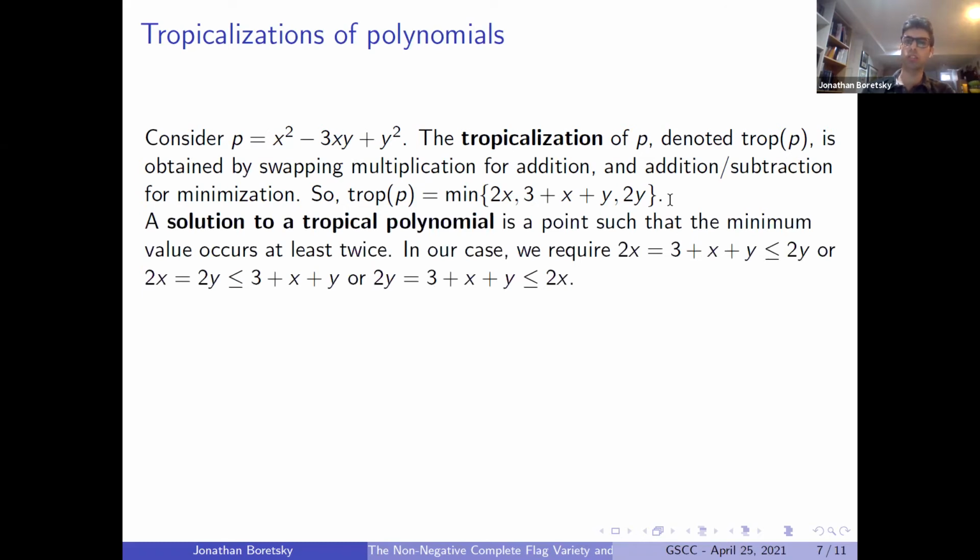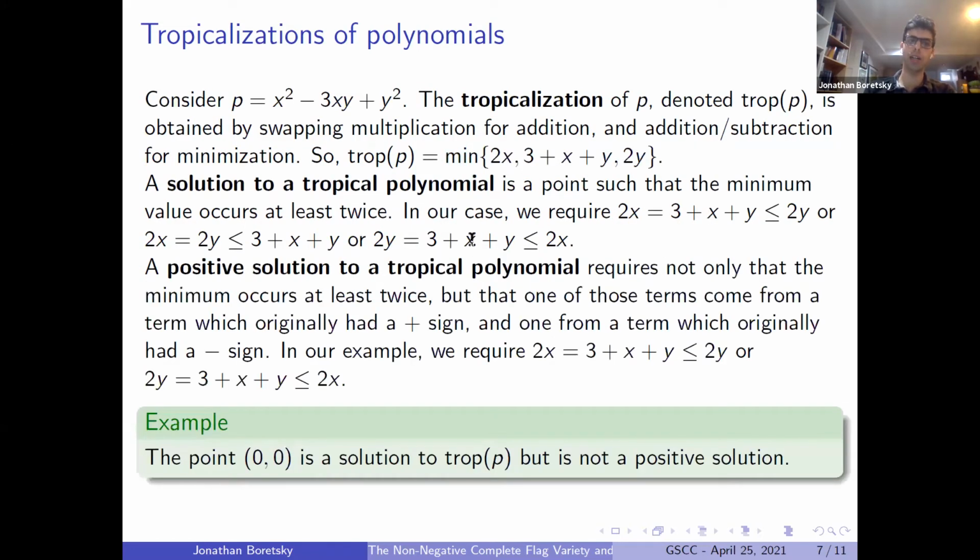But what's a solution to a tropical polynomial? That's a point where the minimum value in this minimization occurs at least twice. So in our case, we're saying either the first two terms are equal and less than or equal to the third thing, so 2x equals 3 plus x plus y, less than or equal to 2y. Or some other permutation: 2x equals 2y, less than or equal to 3 plus x plus y, or the last option, 2y equals 3 plus x plus y, less than or equal to 2x.